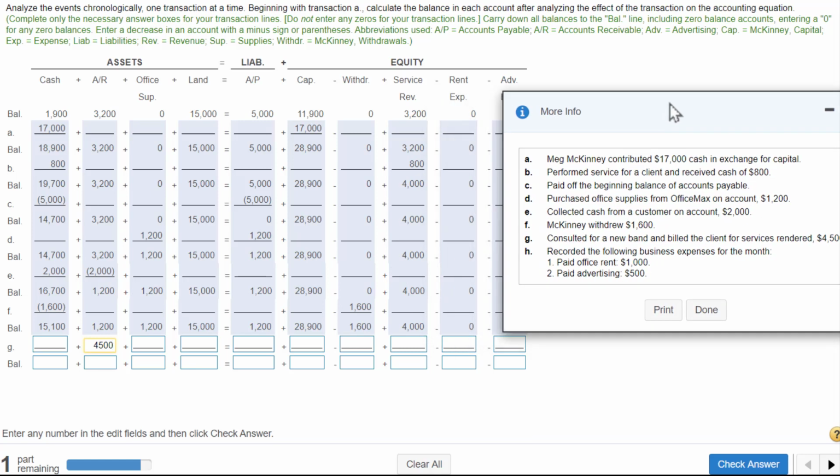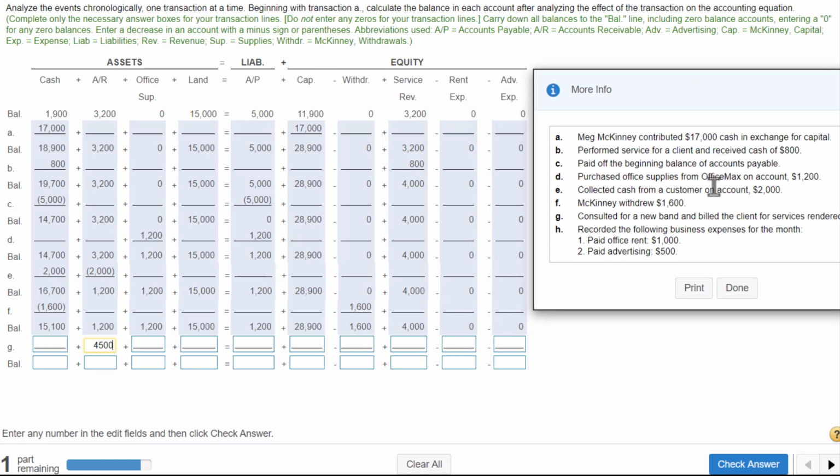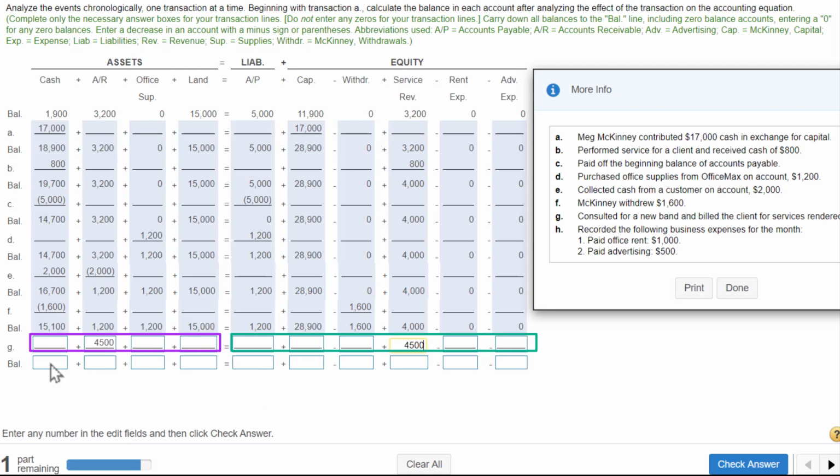And then why did we all of a sudden get this accounts receivable? Because we performed a service, which means under service revenue, you also need to put positive 4,500. So on the left side, we have positive 4,500. On the right side, we have positive 4,500. Now we can do our balances.